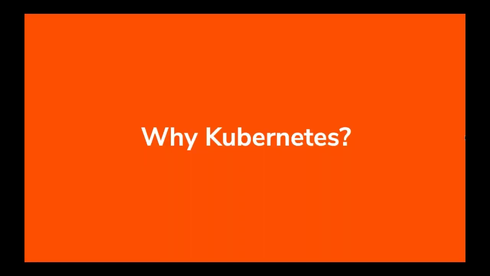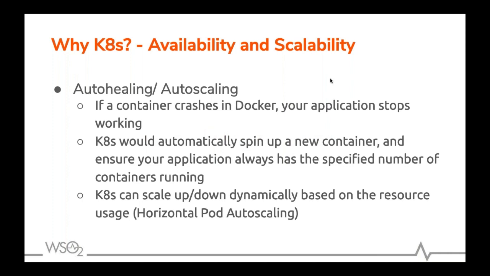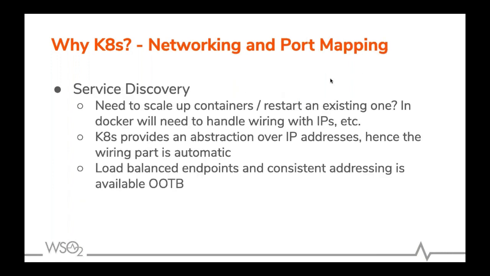Okay, now let's look at why we need Kubernetes. There is a need for Kubernetes in today's industry. One requirement is availability and scalability. If a container crashes in Docker, your application stops working. So there is a need for auto healing and auto scaling as well. I'm not going to go into detail in these areas. We'll be sharing the webinar slides after the webinar, so you can go through them there. The simple idea is that availability and scalability can be achieved for your applications using Kubernetes.